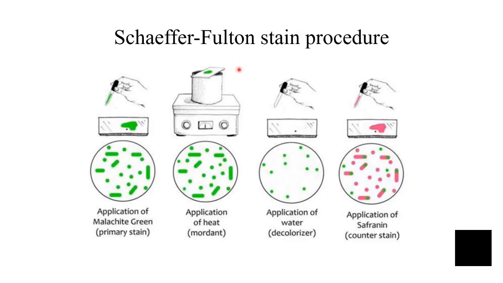So this is the procedure for the Schaeffer-Fulton stain. The first step is the application of malachite green to the smeared slide, and after that we will heat the slide. While heating, what will happen? The outermost layer of the endospore will become thinner, so the stain easily enters into the endospore. Once it enters, we will use water as the decolorizer. We will just wash with water so that the endospore will resist decolorization with the water.